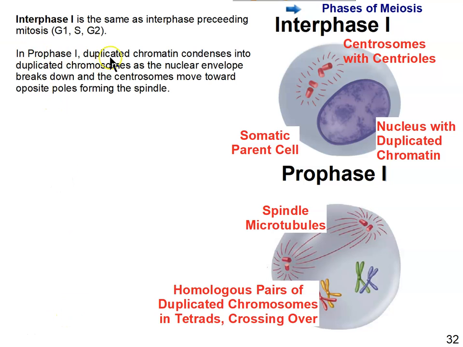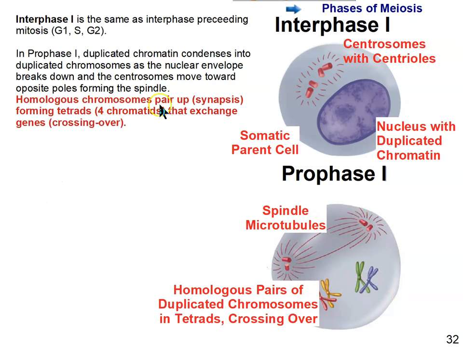So in prophase I, duplicated chromatin condenses into duplicated chromosomes, and the nuclear envelope breaks down, and the centrosomes move towards opposite poles, forming the spindle. So that describes what's going on here in prophase I. Homologous chromosomes pair up, and them getting together is called synapsis. So the term synapsis refers to the coming together of homologous chromosomes. And that's literally what synapsis translates into. It means coming together.